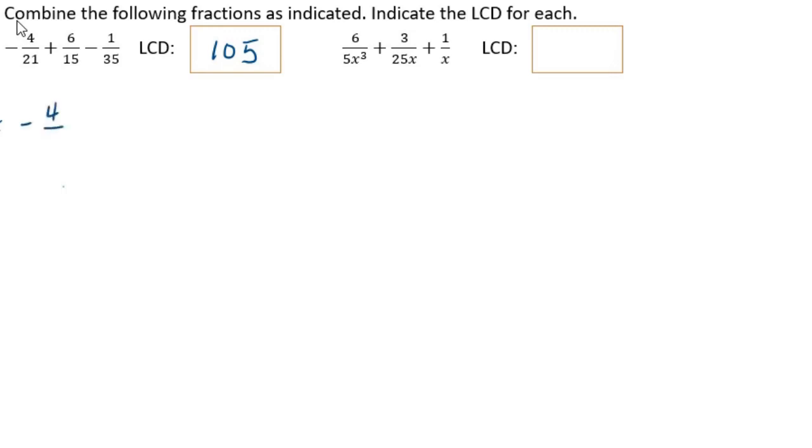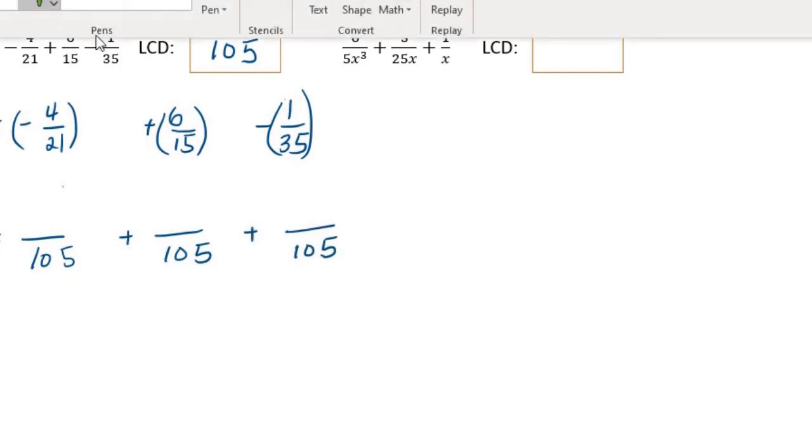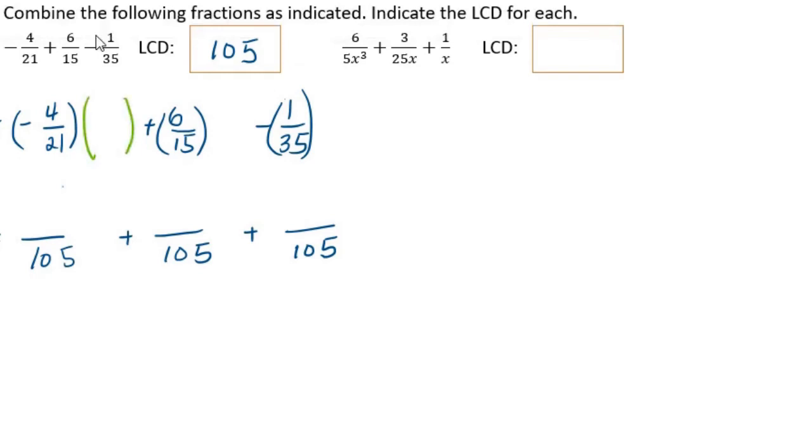I'll set the problem up similarly to the last one. So we know we have each fraction that we'll have to rewrite as an equivalent fraction that has a denominator of 105. It's sometimes nice to set up a structure for your problem that you just have to fill in. It's one way to ensure that you have all of the pieces.